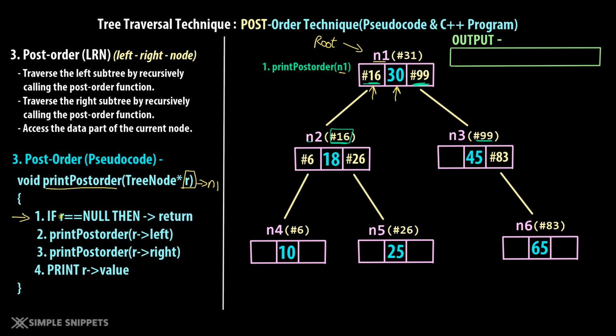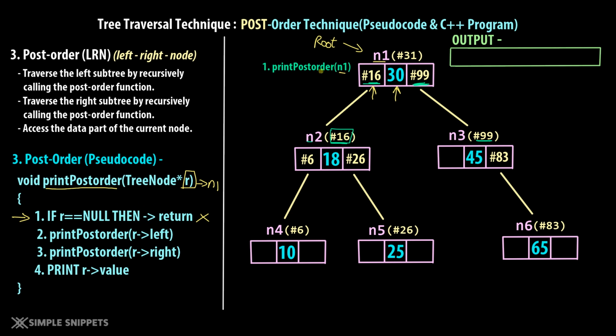So we check if r equals null, which means we are checking, is n1 null? No. n1 is created in the memory at hash 31. It is obviously not null. So the first step will not be executed. When the first step becomes true, we will directly return from this step itself. We will not proceed further.